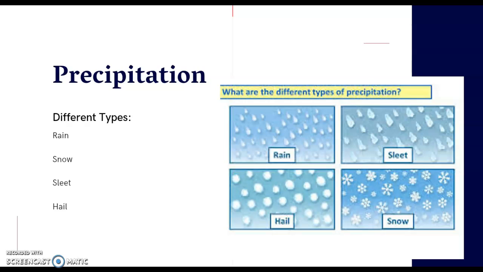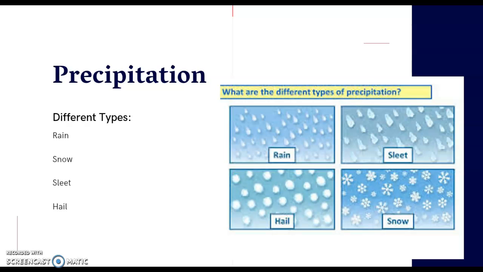Precipitation forms in the clouds when water vapor condenses. The more it condenses, the bigger the water droplets get, and when they are heavy enough, they will fall to the earth. Rain is the water droplets falling from the clouds.